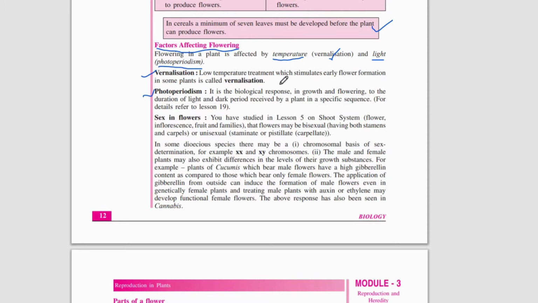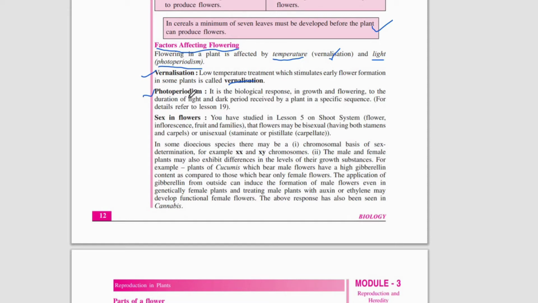There is an amount of temperature that is required for a plant to flower. If we treat a plant with low temperature, we can make the flowering early. That means low temperature treatment stimulates early flower formation in plants, and that phenomenon is called vernalization. So if you want to make flowering early in a plant, you can just treat it with a low temperature.